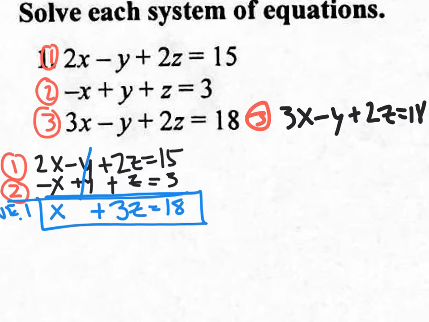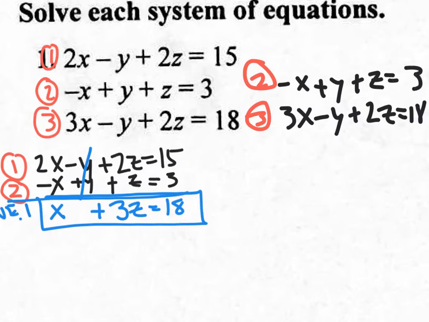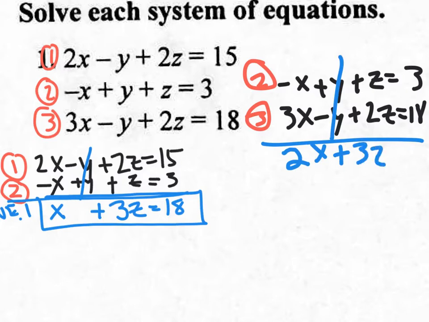So let's combine it with 2, and we're not even going to change 2. This one's really easy. You don't have to change anything. So let's just rewrite it. It's going to be a negative x plus y plus z equals 3. And now we're able to combine and eliminate the y's. So what's our new equation? It's going to be what? 2x plus 3z equals 21.